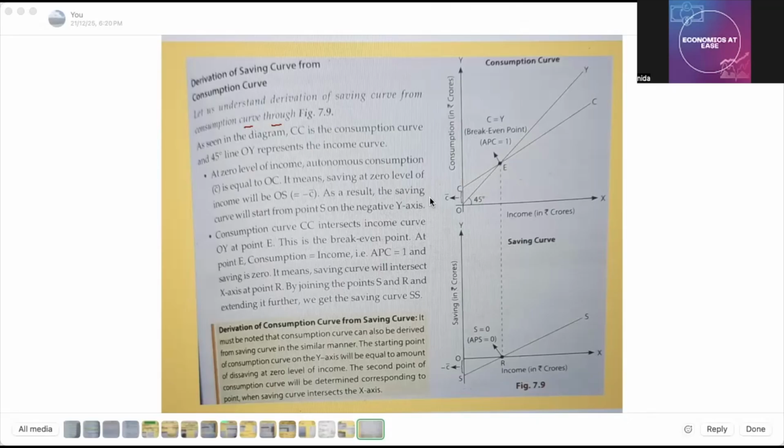This is the break-even point, here the consumption is equivalent to income and saving is zero, we know it very well. Now APC is equal to 1 and saving is zero, it means the saving curve will intersect the X axis at point R. When we draw it with a scale, we get this point. By joining the points S and R and extending further, we get the saving curve. I hope you understand it very well.